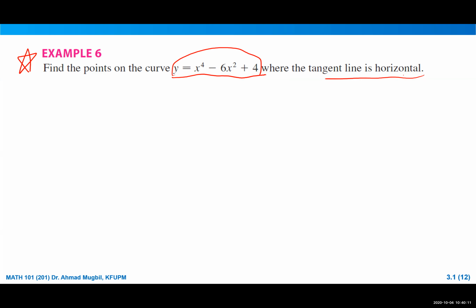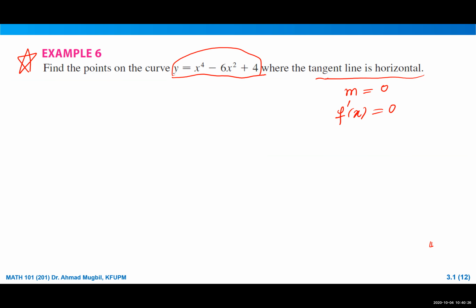So when is the tangent line horizontal, guys? When the slope is 0. When its slope is 0. So here it is when the derivative is 0. We need to find the points at which the derivative is 0.